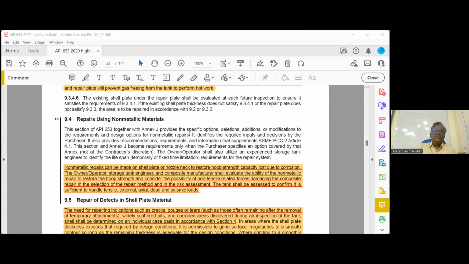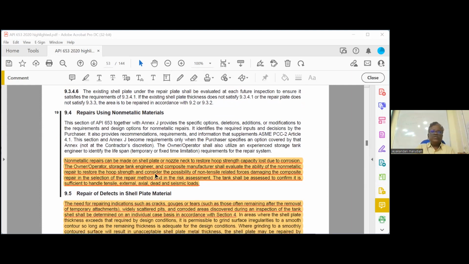Repairing using non-metallic materials. It is allowed by the code. Generally, non-metallic soft patches are allowed in roof repair. It is not considered a permanent repair for shell and bottom. Non-metallic repairs can be made on shell plate or nozzle neck to restore the hoop strength capacity lost due to corrosion. The owner operator, storage engineer, and the composite manufacturer shall evaluate the ability of the non-metallic repair to restore the hoop strength and consider the possibility of non-tensile related forces damaging the composite. The tank shall be assessed to confirm it is sufficient to handle tensile, external, and seismic loads.